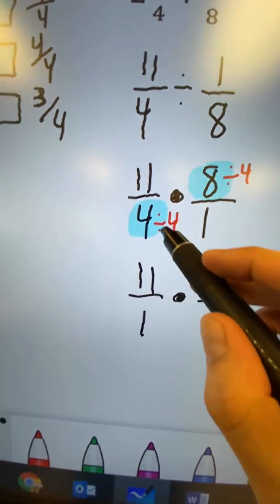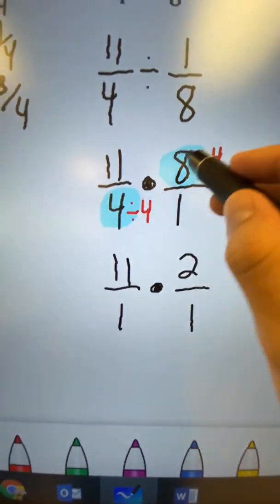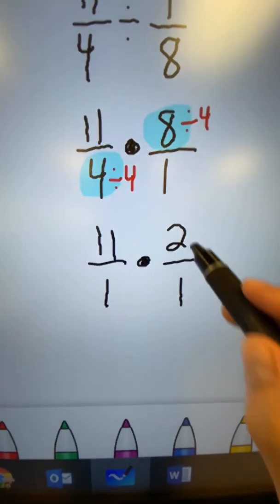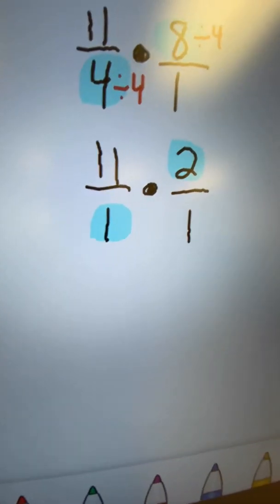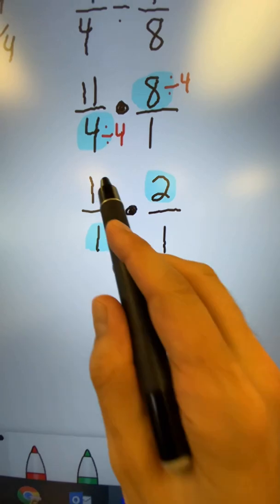These stayed the same. The 11 stayed the same. The 1 stayed the same. It was just these two that simplified. So I can highlight so you can see that's the only numbers that we fixed, that we simplified. And now I can actually go ahead and multiply.